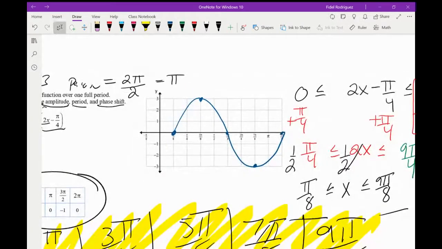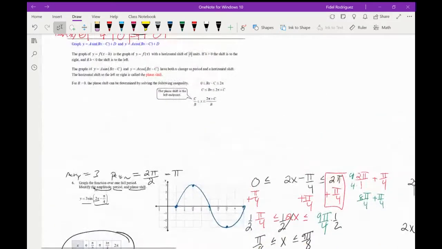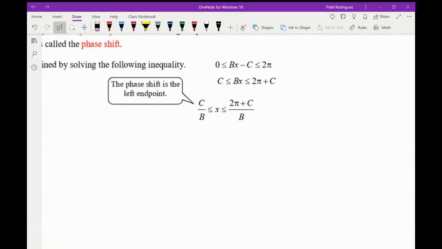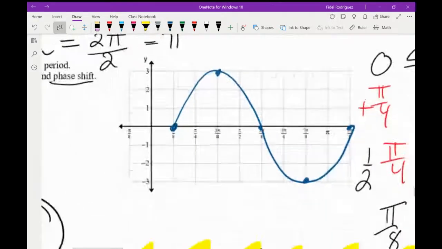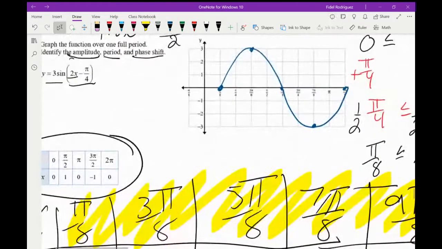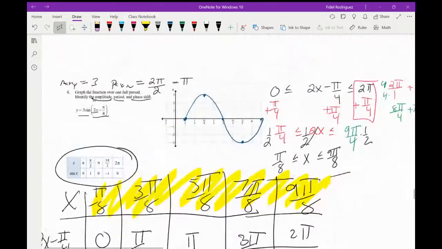Okay, so we got to talk about what's the phase shift, okay? Because that was the one part we haven't answered yet. So look, I'm going to come back over here and look what it tells me right here. There we go. The phase shift is the left endpoint. What was that first value that we had right there? And we can look at the table because it'll be pi over 8. There's my phase shift. Phase shift is pi over 8. And we got it.